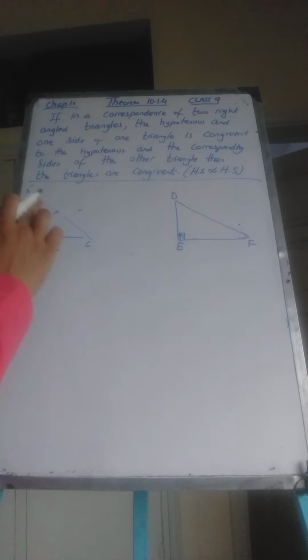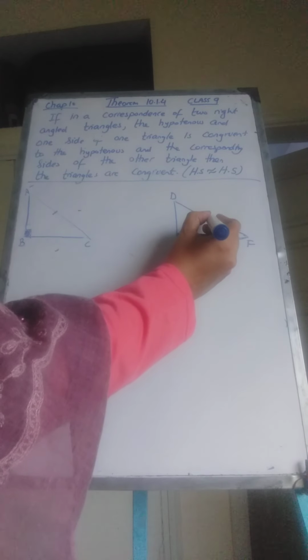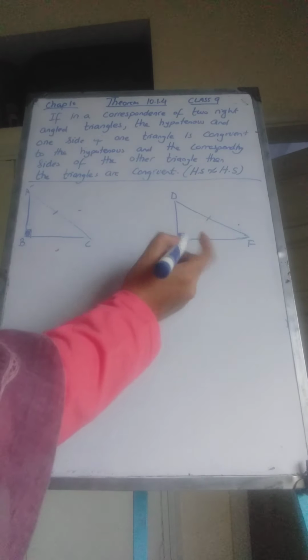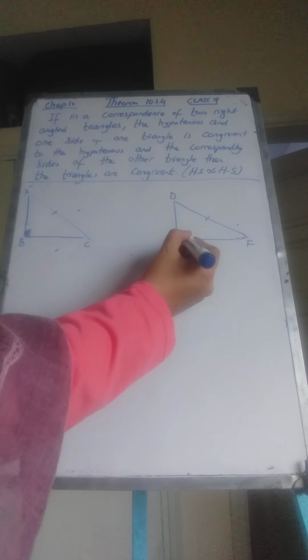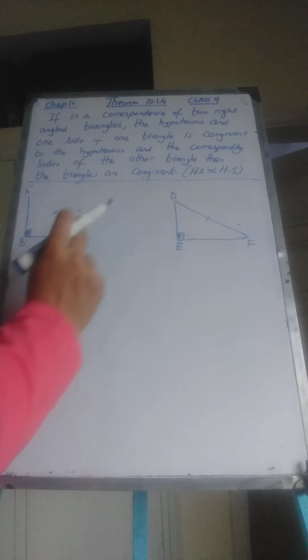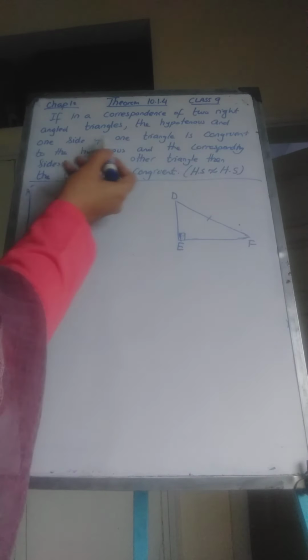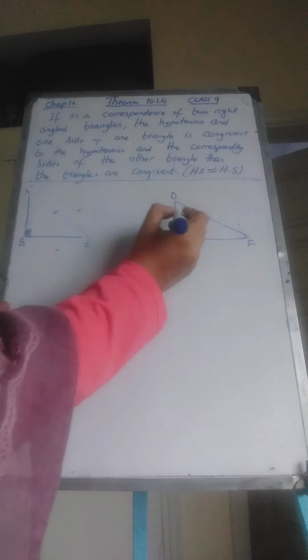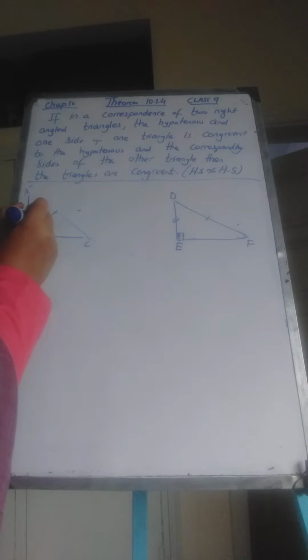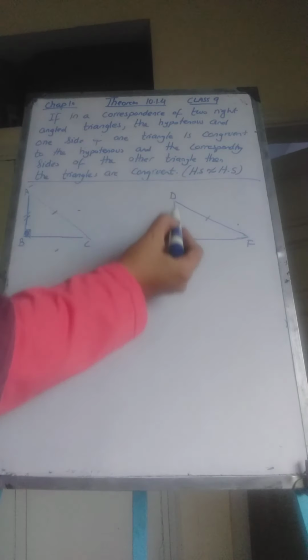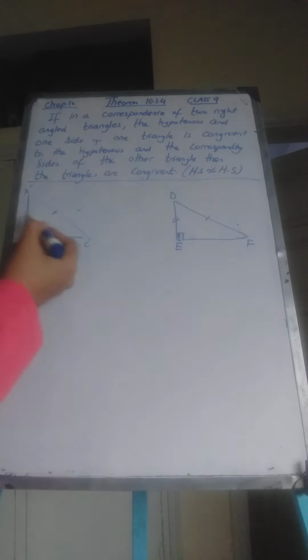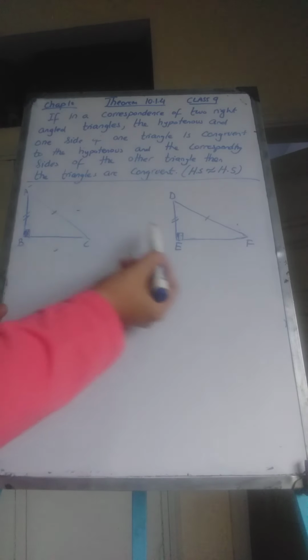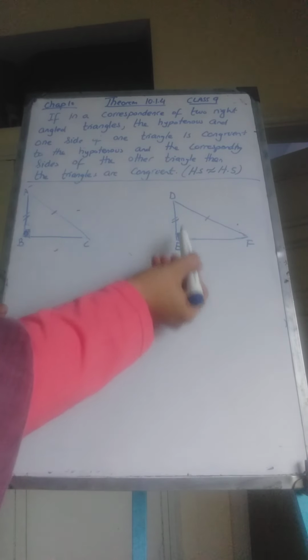So the hypotenuse of this triangle is congruent to the hypotenuse of triangle DEF. Okay, the side which is opposite to the 90 degrees is always the hypotenuse. So they are talking about two right triangles, and they are saying the hypotenuse and one side of one triangle. So the hypotenuse and one other side of this triangle is congruent to this triangle. So we have one side of AB congruent to the one side of DEF.